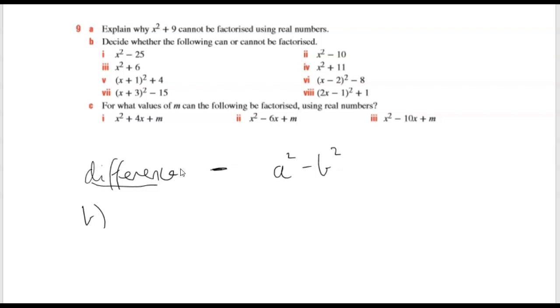Part 5 can't be factorized. There's no minus there. There's a minus here, so good, we can factorize that. We can factorize this one, and we can't factorize the last one.